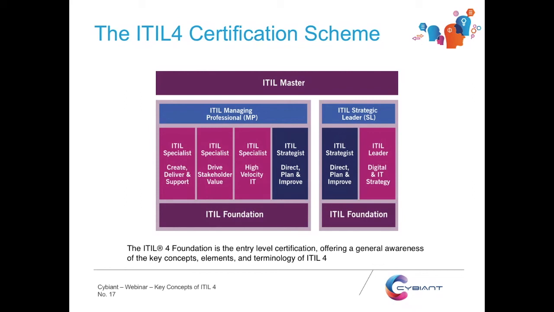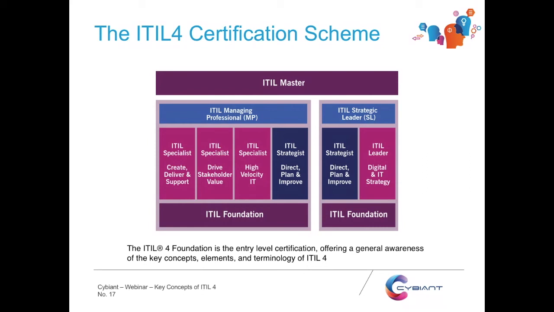After that, there are 2 kinds of designations that you can get. First, you can get the ITIL Managing Professional designation, or on the right-hand side, you see the ITIL Strategic Leader designation. Let's start with the ITIL Managing Professional designation. In order to achieve that, after you've done the ITIL Foundation, there are 4 different courses that you would need to take. 3 of those are called the Specialist courses, and 1 of them is the Strategist course. The names of the courses are Create, Deliver, Support, Drive Stakeholder Value, and High Velocity IT, as you can see on the slide. If you've passed all of those 4 modules, you will get the designation and certificate for ITIL Managing Professional.